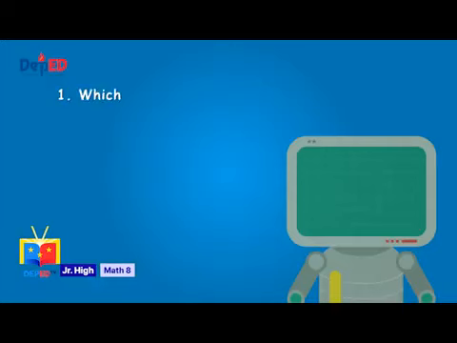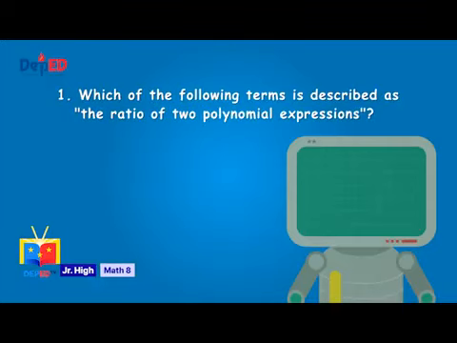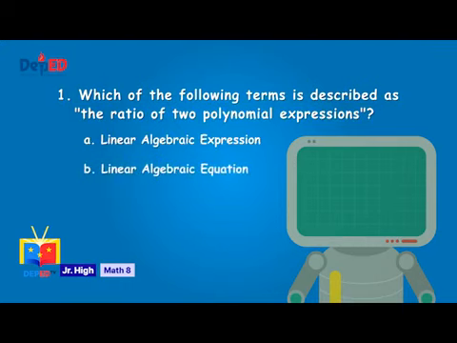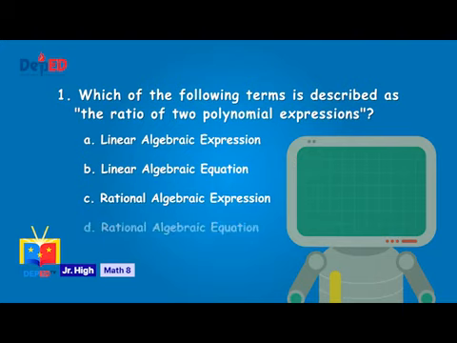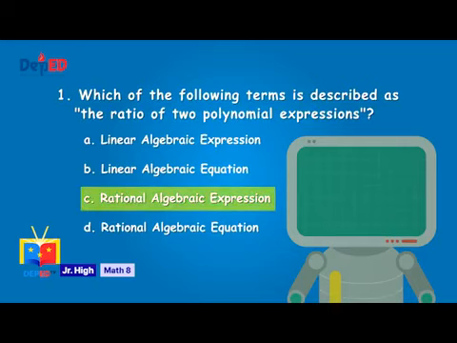Number 1. Which of the following terms is described as the ratio of two polynomial expressions? Is it A, linear algebraic expression, B, linear algebraic equation, C, rational algebraic expression, or D, rational algebraic equation? The correct answer is C, rational algebraic expression.